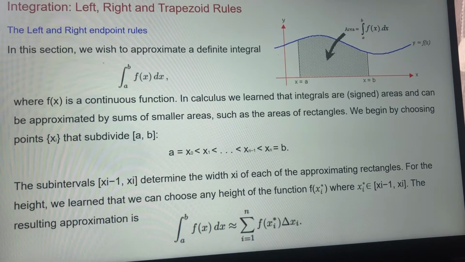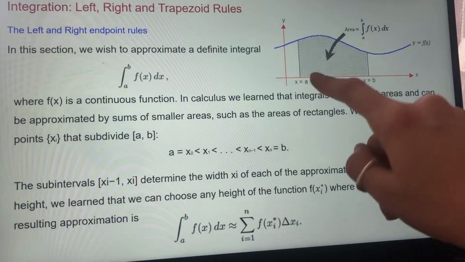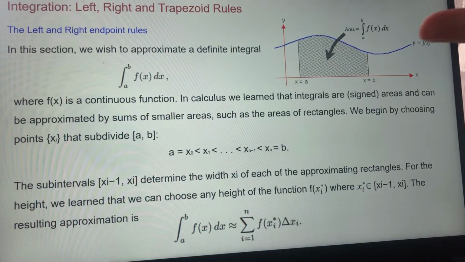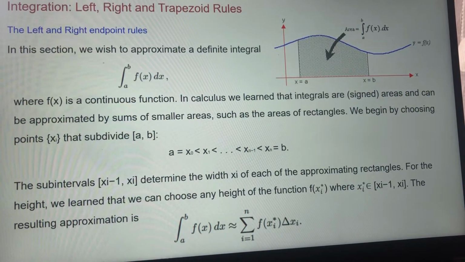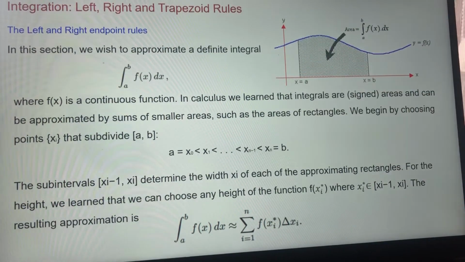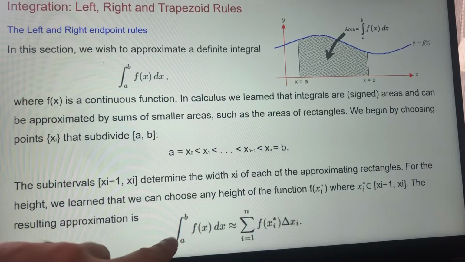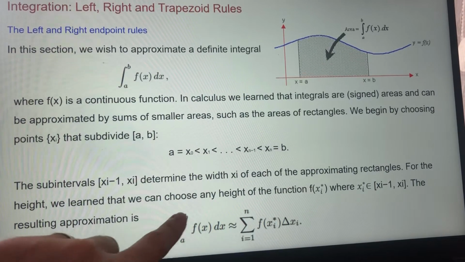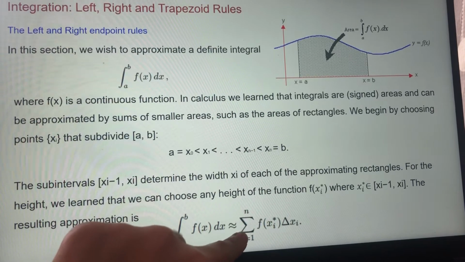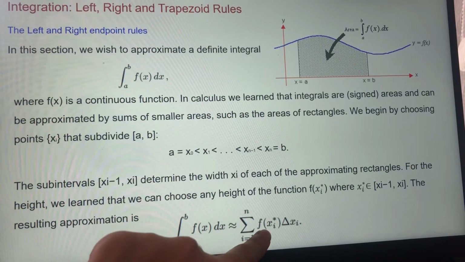Okay? And the idea is we are dividing this region into smaller pieces and trying to find the area of these smaller pieces and sum them up to be able to find the whole region. So that's why we are writing this equality. So this integral is almost equal to the sum of smaller regions.